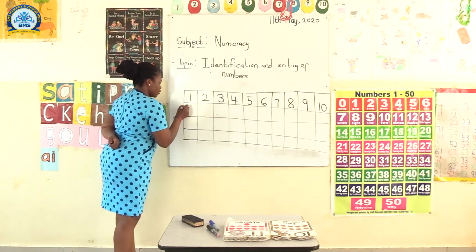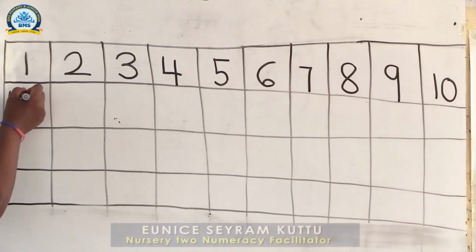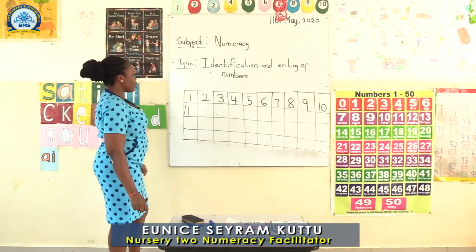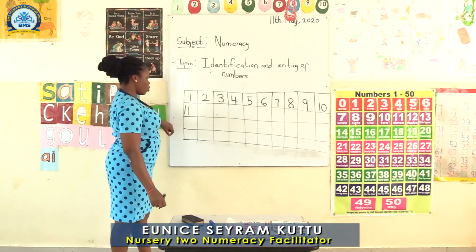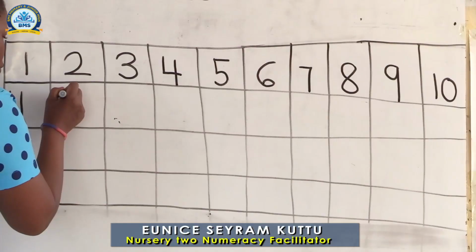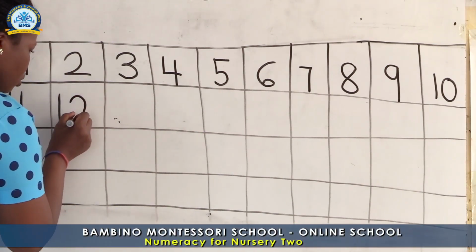When you are writing 11, you write a stroke first. What number is up here? 1. Remember that this 1 has to come down for you to get 11. Same applies to the number 12. From 11 you go to 12. Remember, you have to write your stroke first, then this 2 will come down.